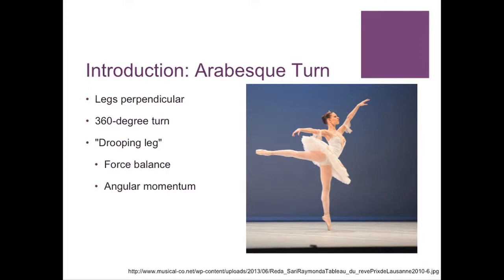As Nayang said, we focus mainly on the Arabesque turn. This is when the legs are held perpendicular, like this, and the dancer turns a full 360 degrees on the standing leg. A common problem in this movement is called drooping leg syndrome, where the lifted leg falls a bit. This is due mainly to two reasons. One of them is gravity.